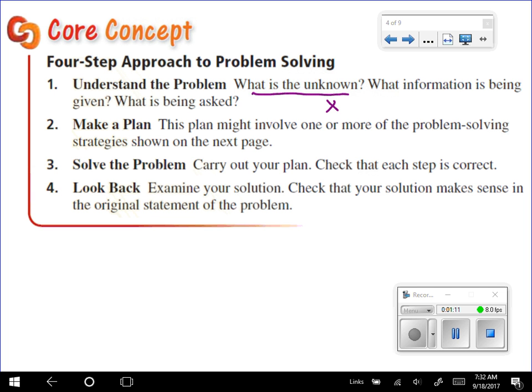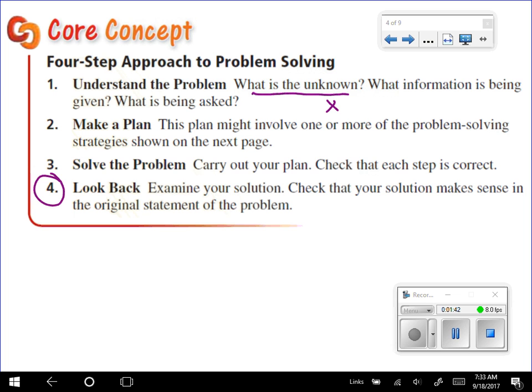Then make a plan. And sometimes that's the hard part when teachers say, make a plan to solve this. Well, how do I do that, Miss Swartz? We're going to talk through, okay, how do we break down problems like this? Finally, we're going to try to solve the problem, carry out our plan, and check to make sure our steps are correct, and then look back. Here's the big one for 8th graders. Does this make sense? Does the answer make sense? So that's always a good question to ask yourself.